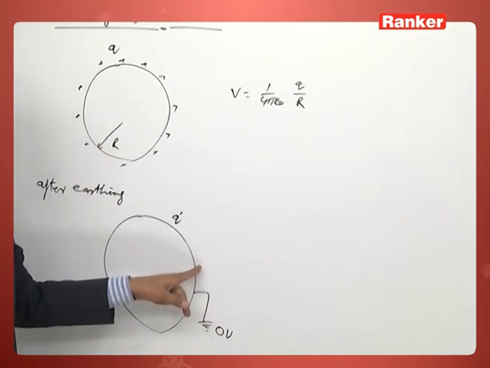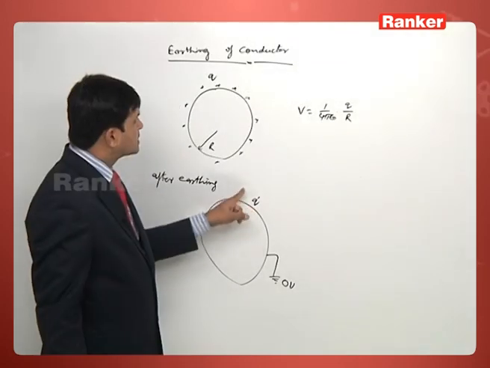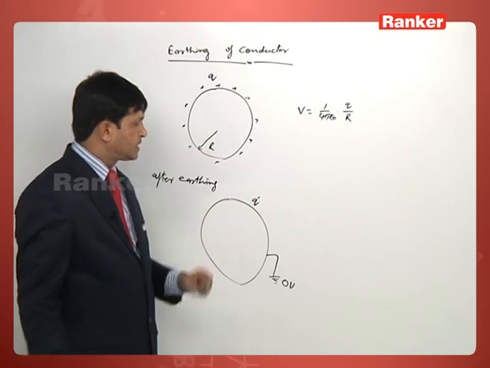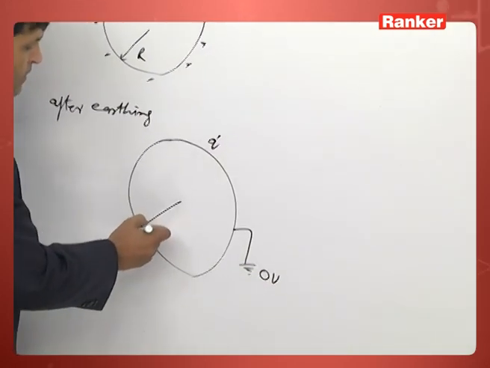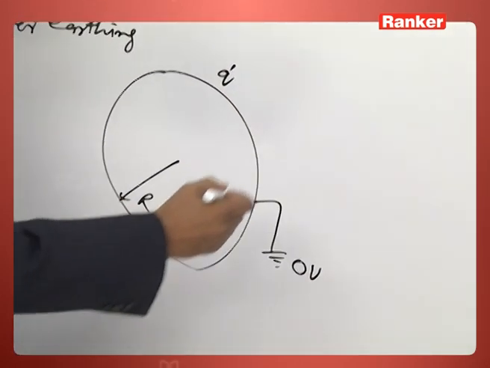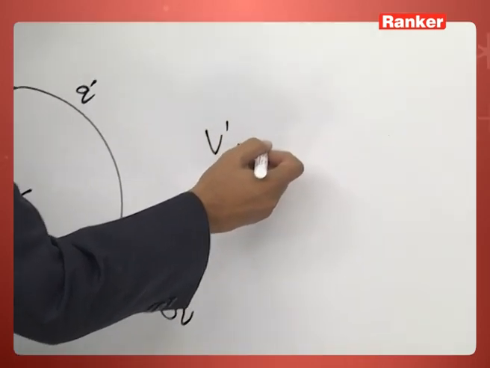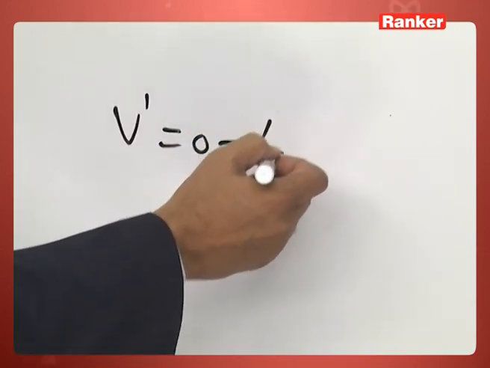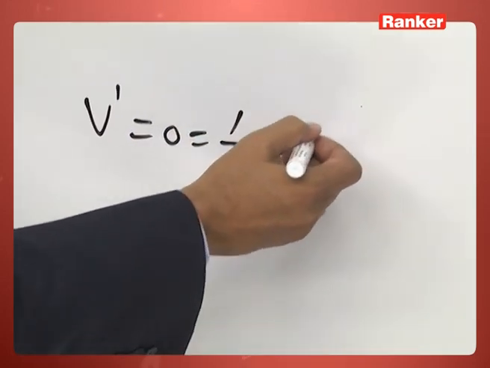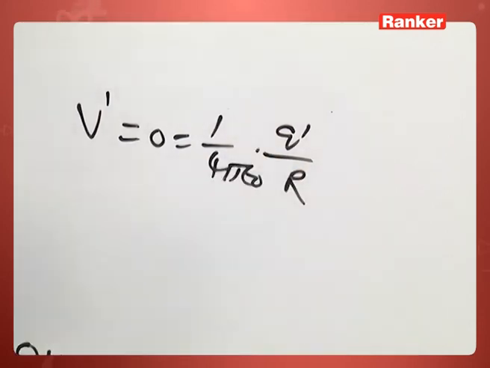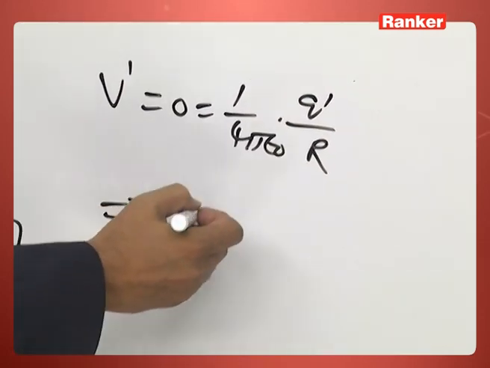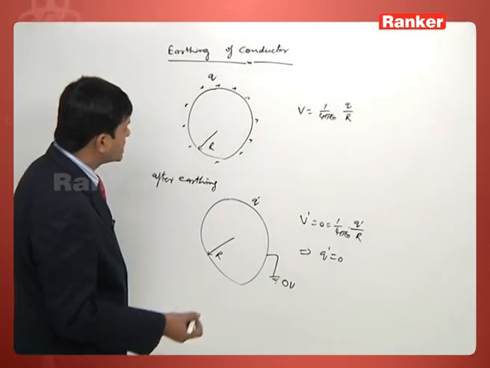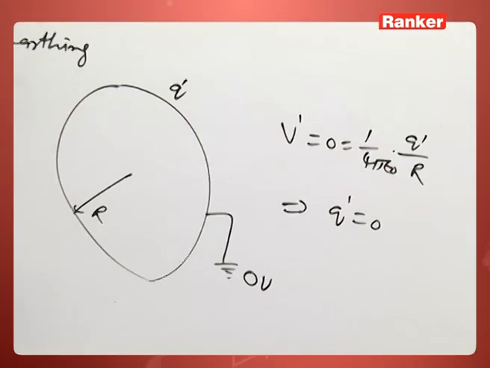Let the charge become q dash because of the flow of charge between the earth and conductor. When the charge becomes q dash, the new potential V dash, which should be 0 because of the earthing, is equal to 1 by 4 pi epsilon naught q dash by r. So from here we get q dash is 0. So finally there is no charge on the conductor.